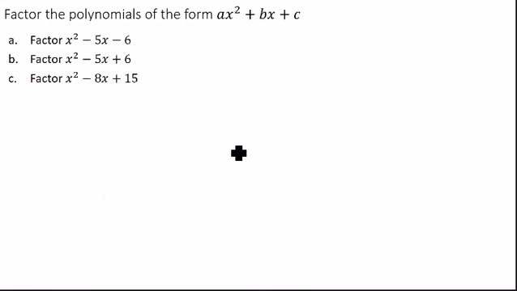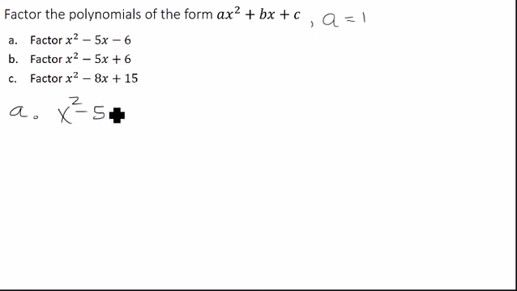Let's move on. The next example I have is factoring the polynomials of the form ax squared plus bx plus c, where in this case we're going to use a equals 1, and b and c are any numbers. They could be positive, negative, anything. We have 3 examples here. I'm going to work on the first example and then let you work on the second, and then perhaps I'm going to work on the third.